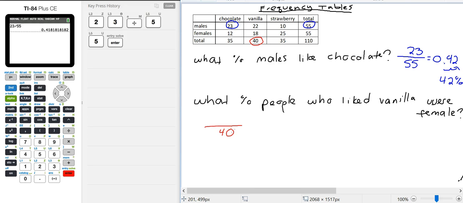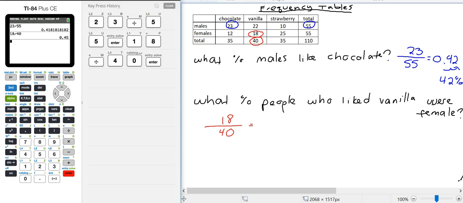And of the people who liked vanilla, how many were female? We're going to go to the vanilla column, and scroll over to female. There were 18 people. Of the people who liked vanilla, 18 of them were female. Then we're going to do on the calculator 18 divided by 40, 0.45. We're going to convert that to a percent. We move the decimal place 2 places to the right, so this becomes 45%. 45% of the people who liked vanilla were female.